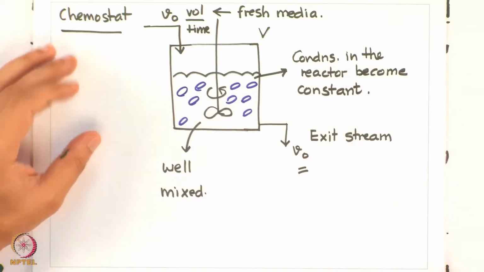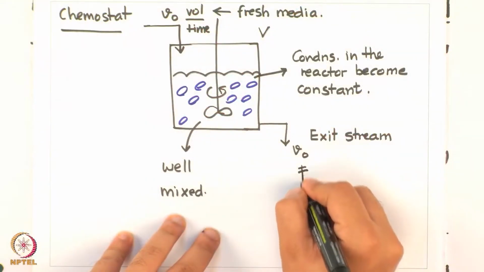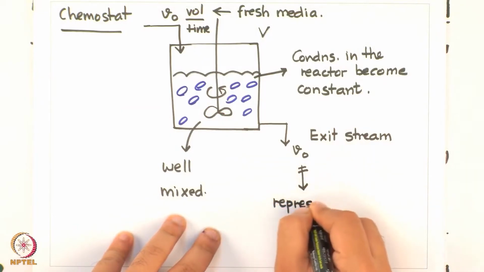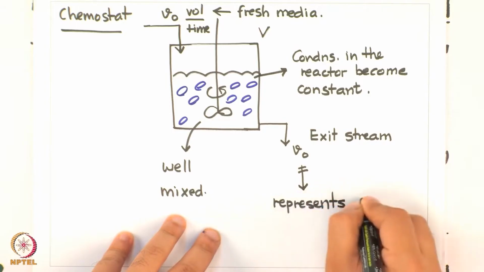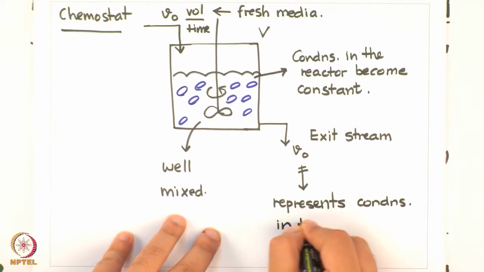They do not change with time, and by conditions we mean the associated concentration of every nutrient, the number of cells in the environment, and so on and so forth. Every single one of those aspects associated with life in this reactor becomes a constant with time. And what's more, the conditions are equal to that in the exit stream. So this represents conditions in the environment, in the reactor.